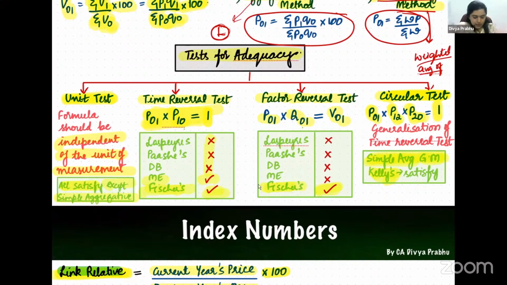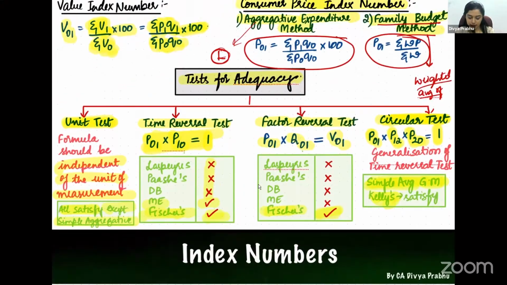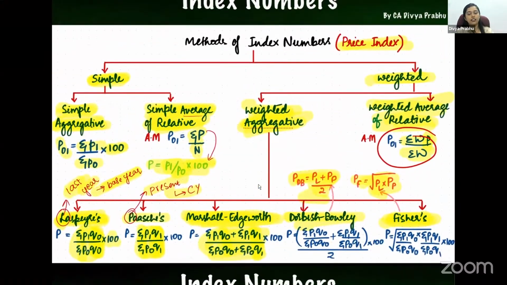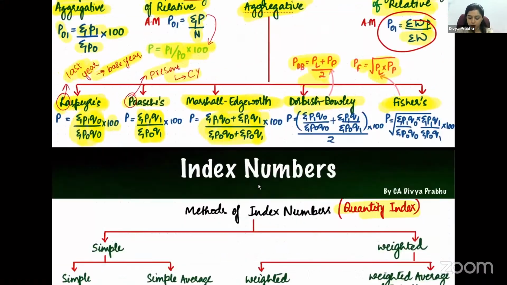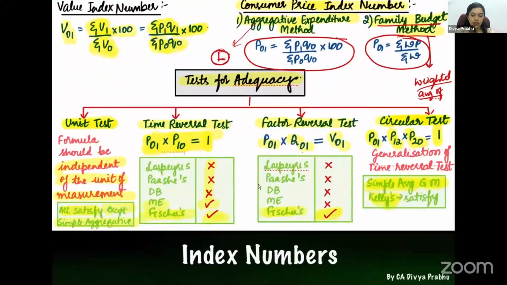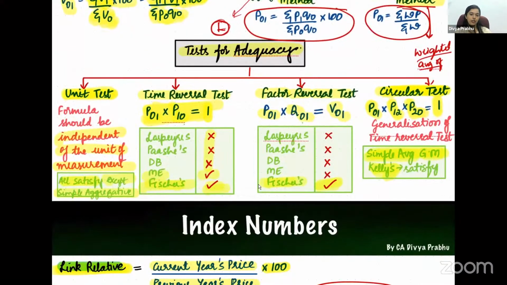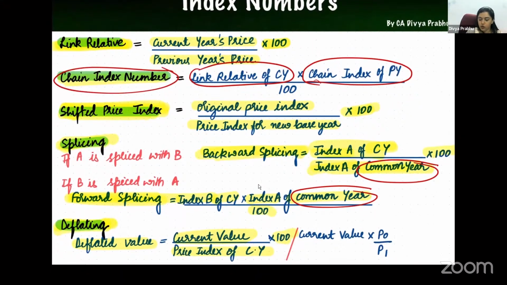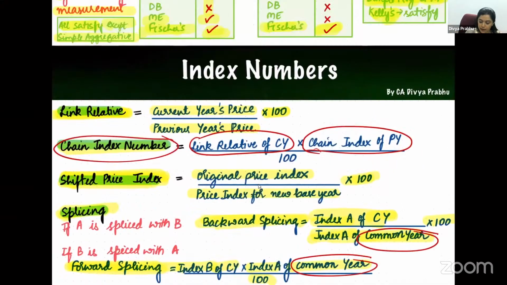Okay. This is the end of the chapter, index numbers. Very simple chapter. All you have to do is learn by heart the formulas of price index numbers, value index numbers and quantity index numbers. Then one more type of question which can be asked is based on the test for adequacy: which formulas will satisfy what test? That's all. And last, a few extra concepts are there: deflating, splicing, shifting. All these are also important concepts. All you have to do is just remember the formula.